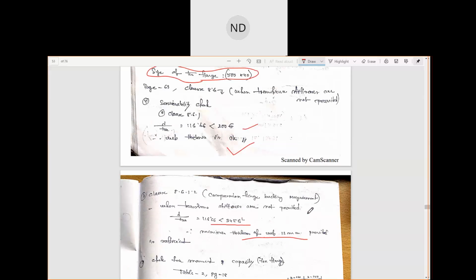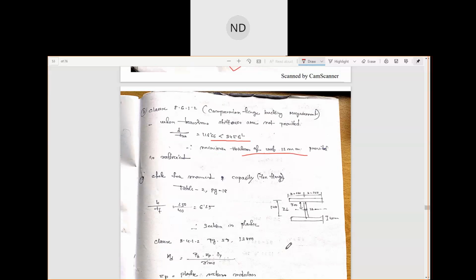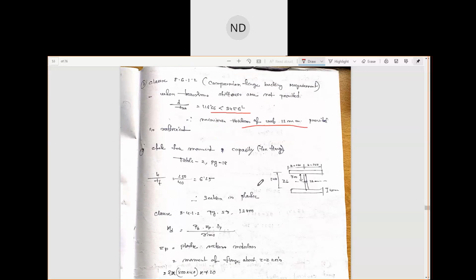These two checks you have to do to see whether the web you have selected is correct or not, right? 8.6 and 8.6.1.2, whether your d by tw is less than 200 epsilon and 345 epsilon f square. Now, the next check which we are going to do is the check for the moment capacity for flanges.